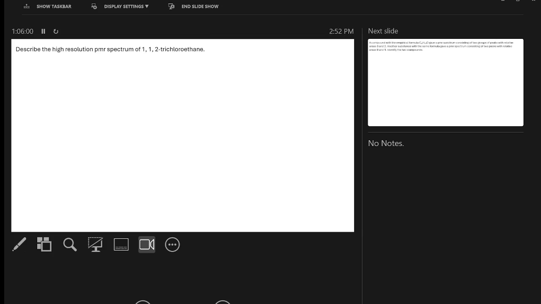Next question is describe the high resolution PMR spectrum of 1,1,2-trichloroethane. PMR is proton NMR, proton magnetic resonance. So it's trichloroethane. First, ethane has 2 carbons. So 1 Cl and 1 Cl is here. The rest we can write hydrogen.